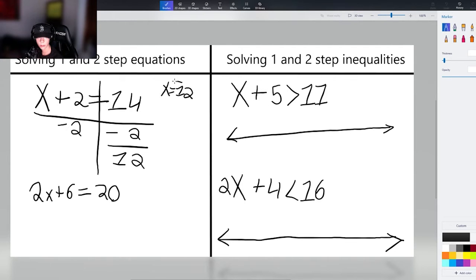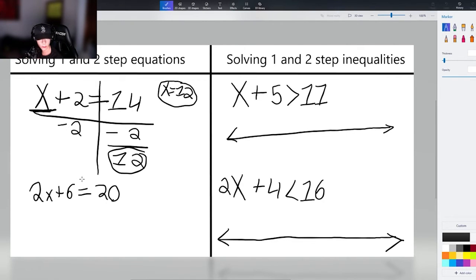That's your answer for a one-step equation, because you do the one step, you minus the 2 from this side, so you're left with just x. And once you're left with just x, it is equal to the number you get over here, which is 12.